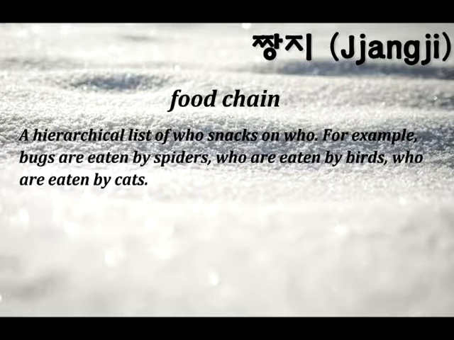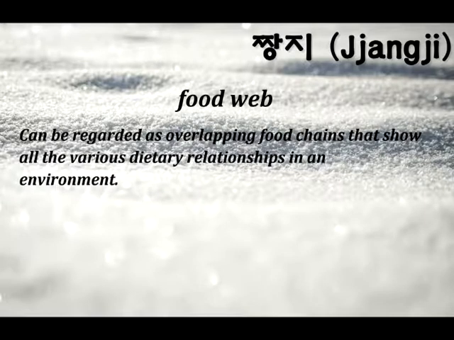Food chain, a hierarchical list of who snacks on who. For example, bugs are eaten by spiders, who are eaten by birds, who are eaten by cats. Food web can be regarded as overlapping food chains that show all the various dietary relationships in an environment.